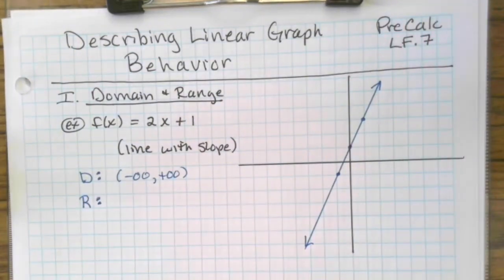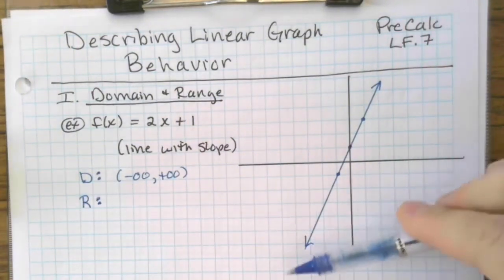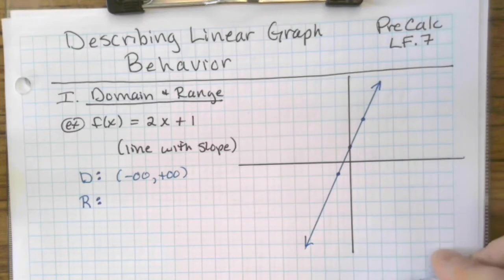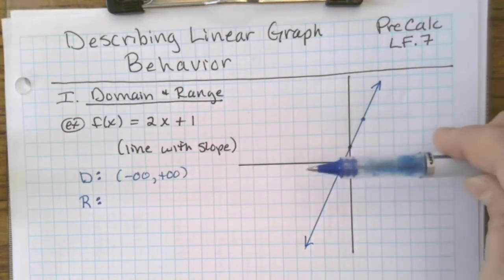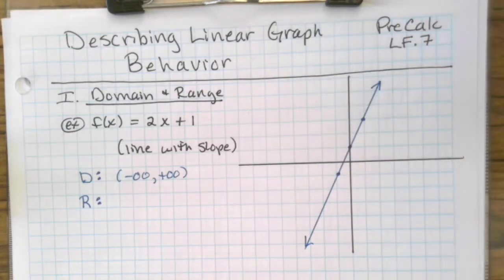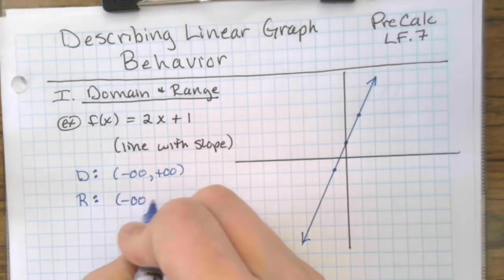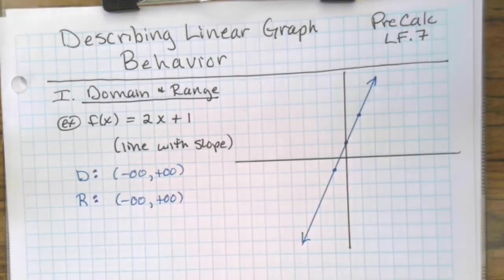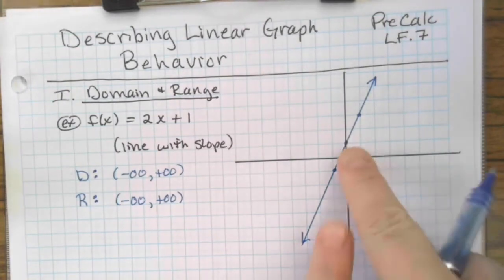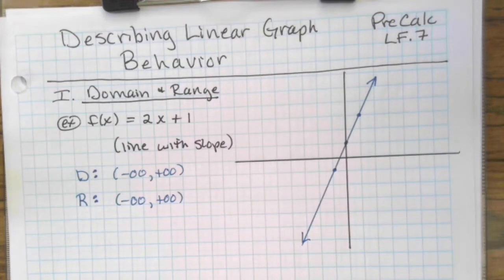Range. Range is the set of all y values. This arrow says that your y values go infinitely down. This arrow says y values go infinitely up. In fact, all lines with slope have a domain and range of negative infinity to positive infinity because they go infinitely in two directions. But what if we have a line that does not have a slope?